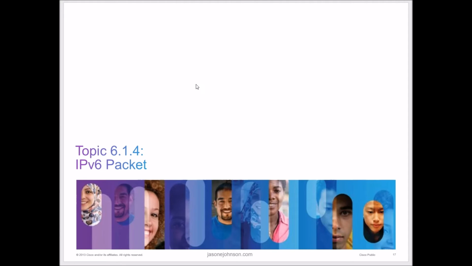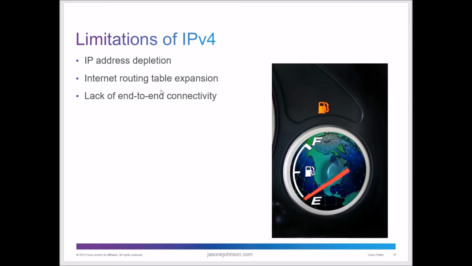So let's look at the IPv6 packet then. And why we have version 6. Version 4 is going away because we have run out of addresses for version 4. Internet routing table expansion. We needed a bigger set of numbers. The world has gotten to be a much bigger place than what it was in the 1970s and 1980s when they first came up with version 4.